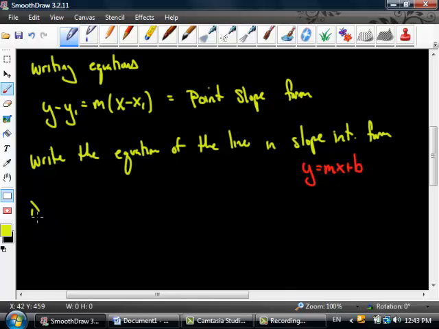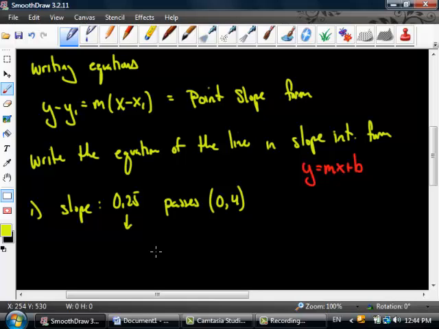So, number 1 gives you a slope of 0.25 and it passes through 0, 4. This one's easy. Okay, first thing that I would recommend you do is you take that 0.25 and turn it into a fraction.